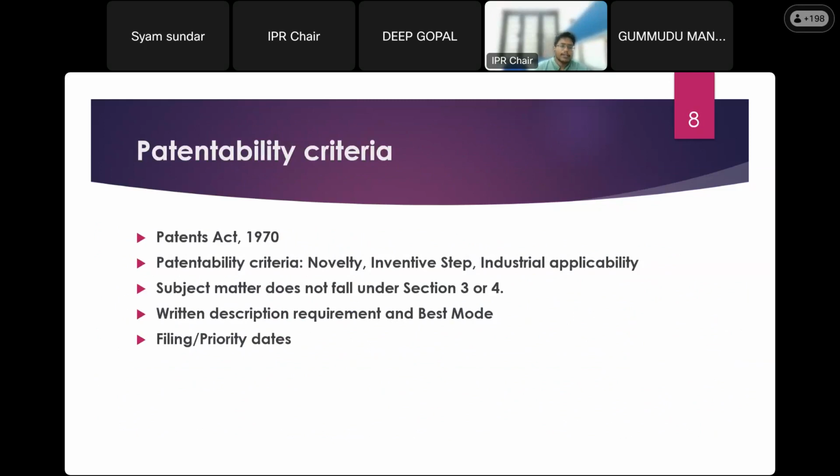So for the filing date, your patent term will always run from the date of filing. So 20 years of term: you may get a bit or MCQ asking when the term of 20 years will start. That is from the date of filing.